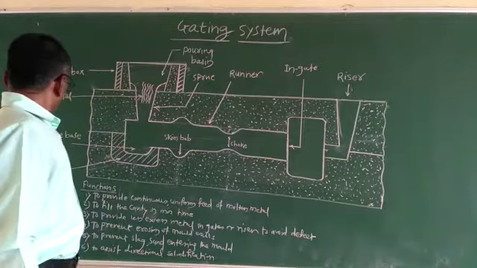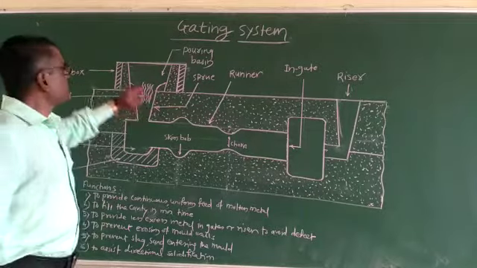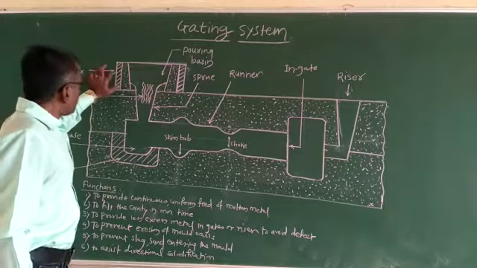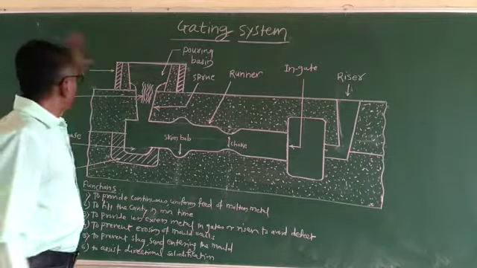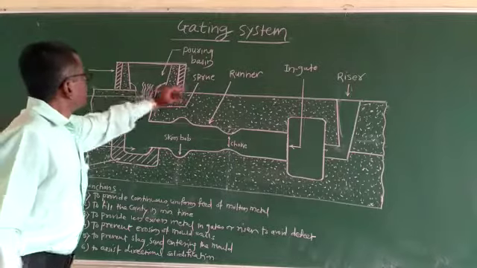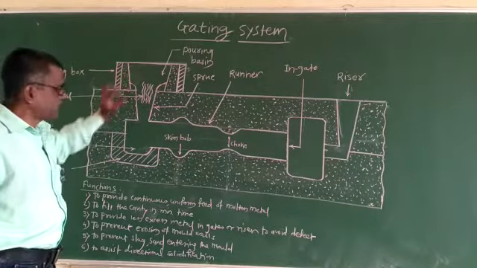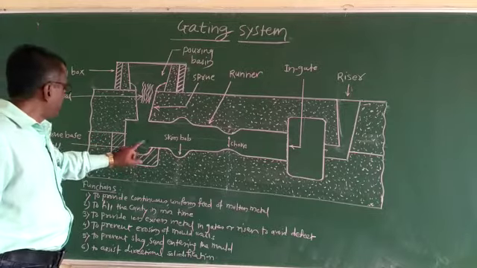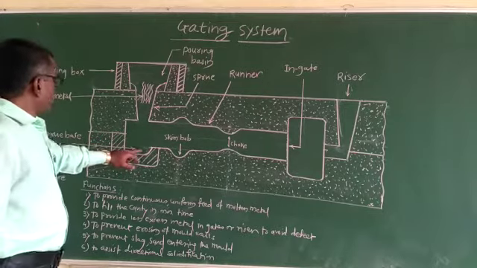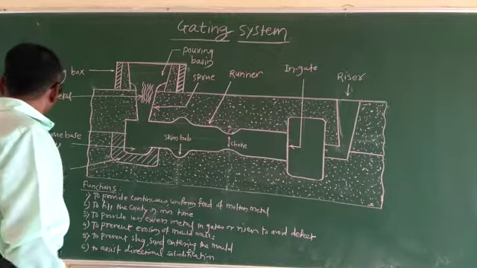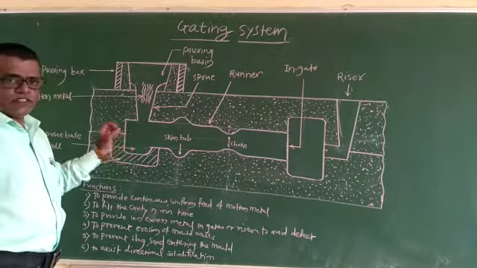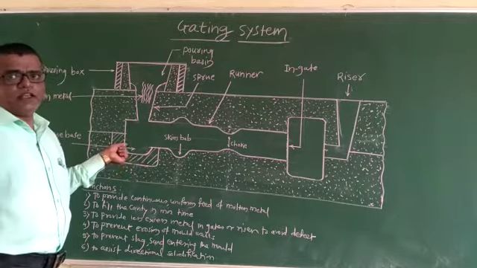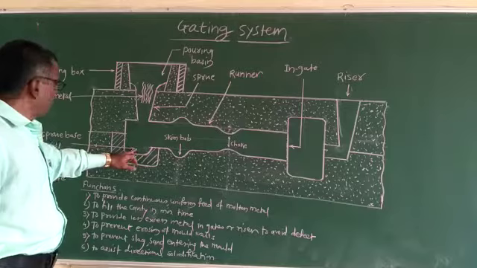Okay, so we will see all the elements again. This is the pouring basin, the funnel shaped opening used to pour the molten metal. Then this is the screw, a vertical channel which connects the pouring basin to the runner. This is the screw base, the enlargement that is made in a runner to avoid the erosion of the runner. This is a splash core, a ceramic piece that is placed at the bottom of the screw base which will prevent erosion of the screw base.